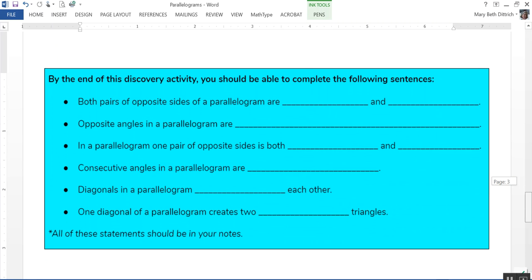So here is the little blue box that was on your discovery activity. You should be able to complete the following sentences. So let's make sure that you fill these out correctly. Both pairs of opposite sides of a parallelogram are both parallel and congruent. Opposite angles in a parallelogram are congruent. In a parallelogram, one pair of opposite sides is both parallel and congruent.